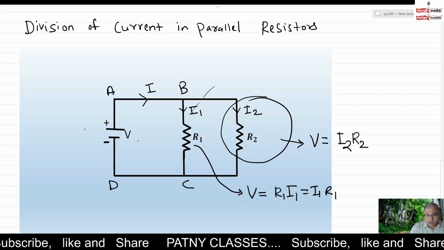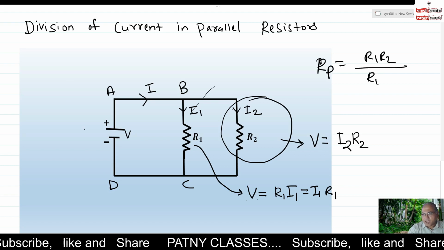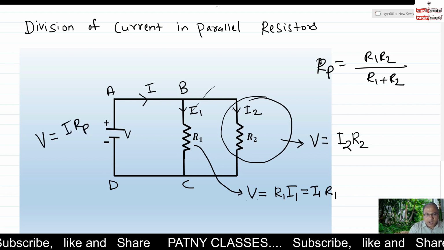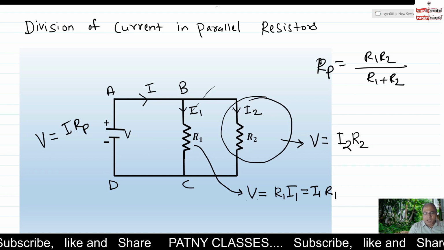And the supply voltage, from the supply the current coming is I, and the equivalent resistance we already have is Rp. Rp is equal to R1 R2 upon R1 plus R2, and the supply voltage can also be obtained as I into Rp, because the current coming out of the supply is I, and the equivalent resistance of all the resistances connected equals Rp. Therefore, V equals I Rp.